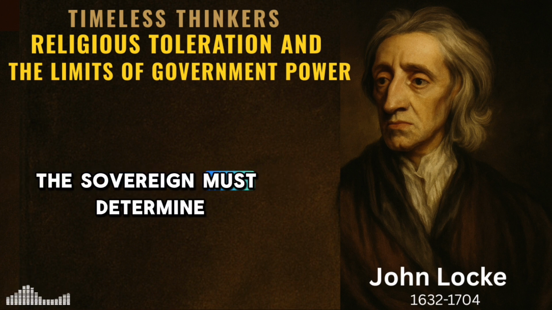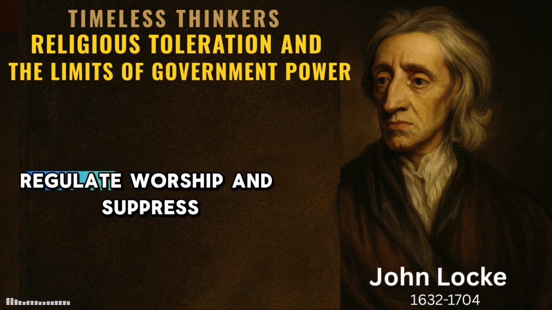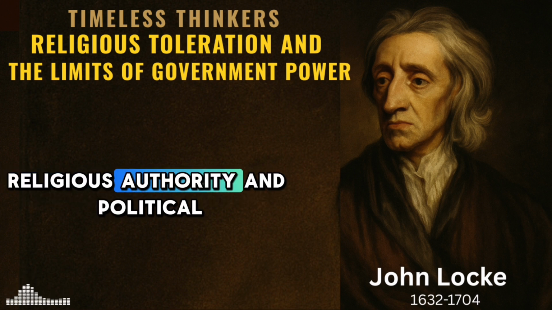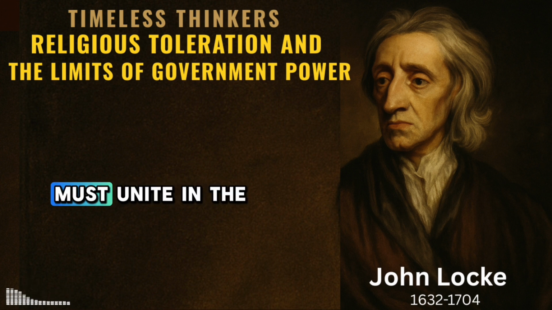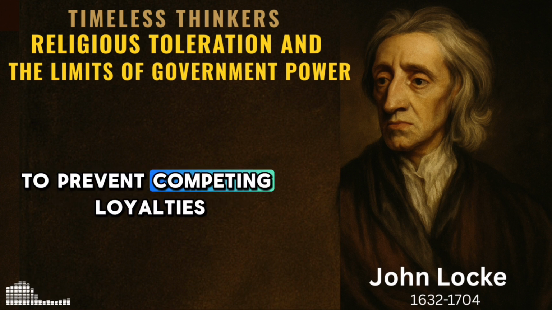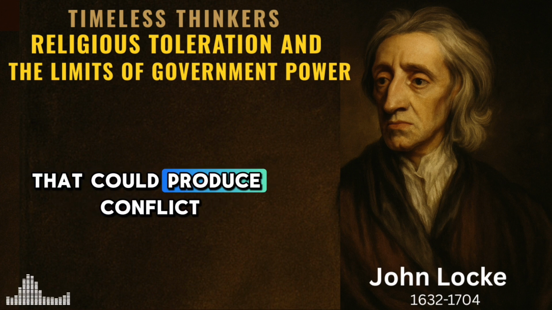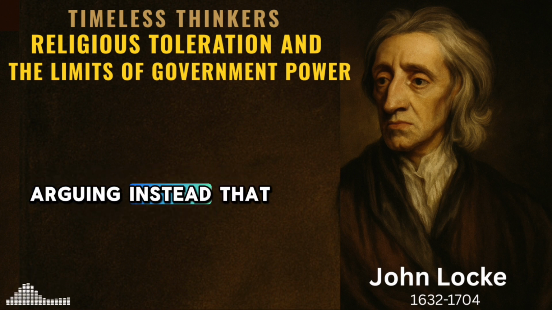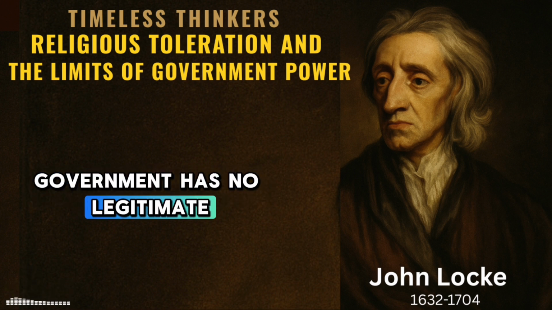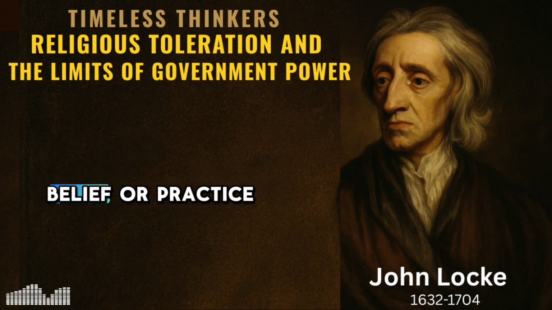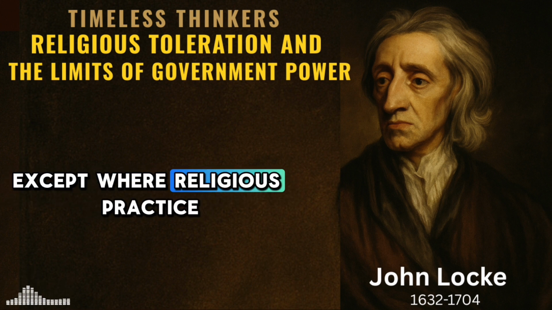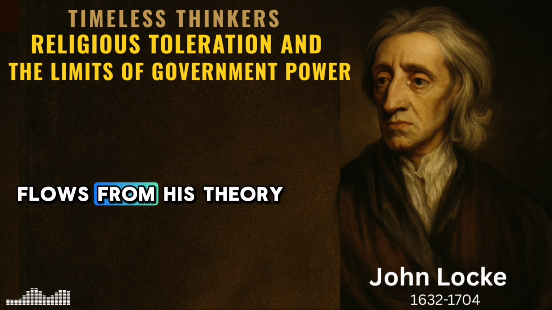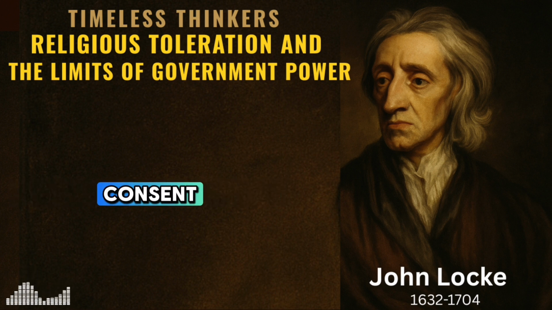The sovereign must determine orthodox belief, regulate worship, and suppress dangerous doctrines. Religious authority and political authority must unite in the sovereign to prevent competing loyalties that could produce conflict. Locke rejects this completely, arguing instead that government has no legitimate authority over religious belief or practice except where religious practice threatens civil order. His reasoning flows from his theory of natural rights and consent.